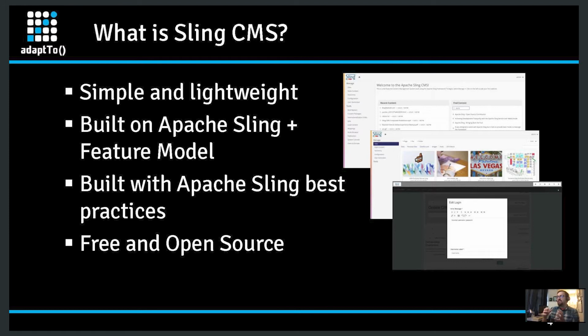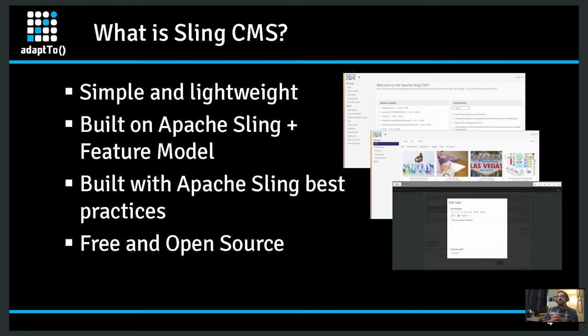So all of the bundles inside of Sling CMS get built into features. It's composing those features together, and you can actually express your applications as Sling features and use that to build out your instance. And it's built on best practices.